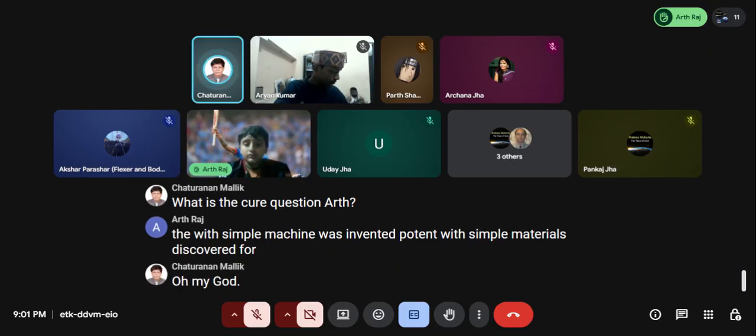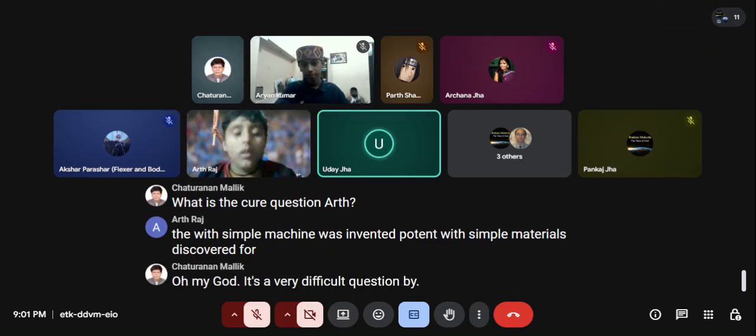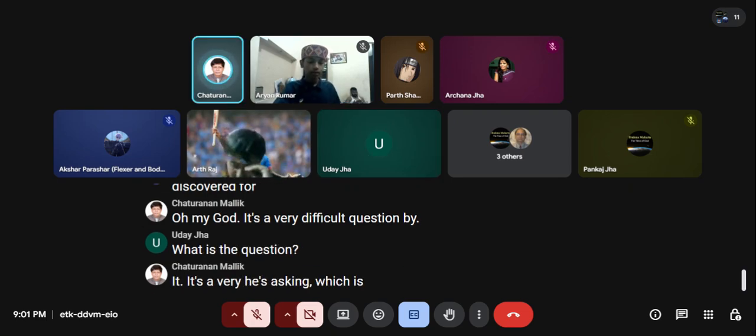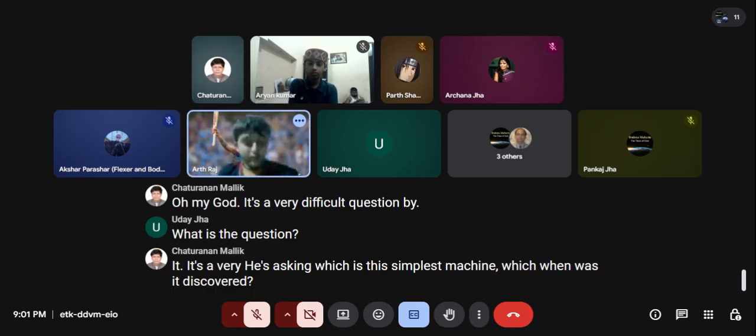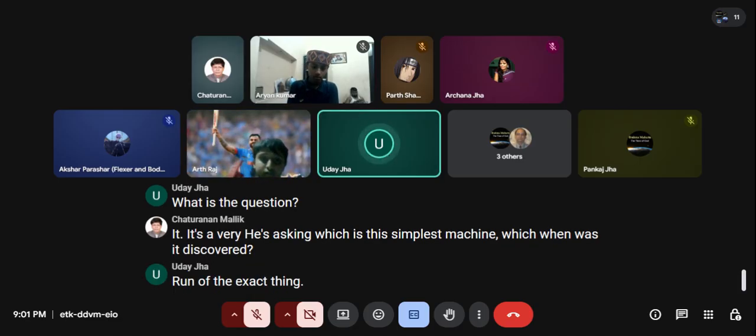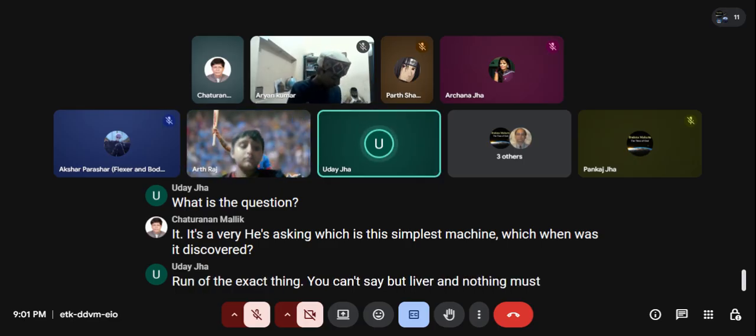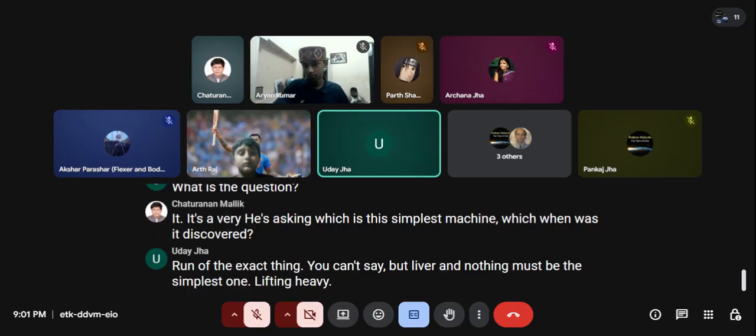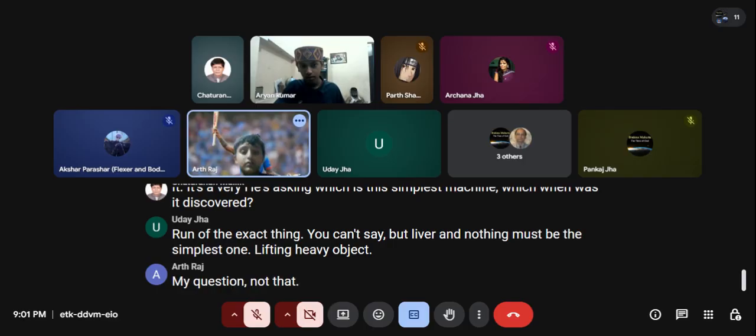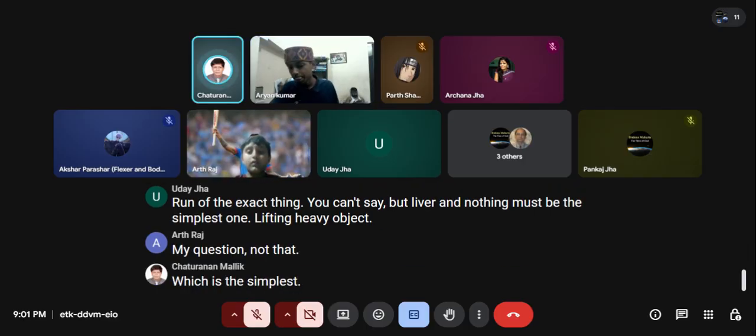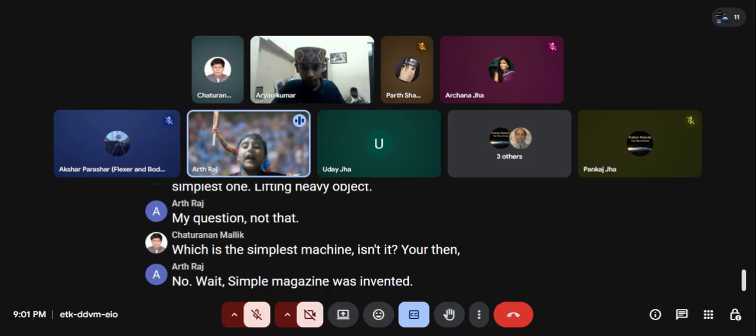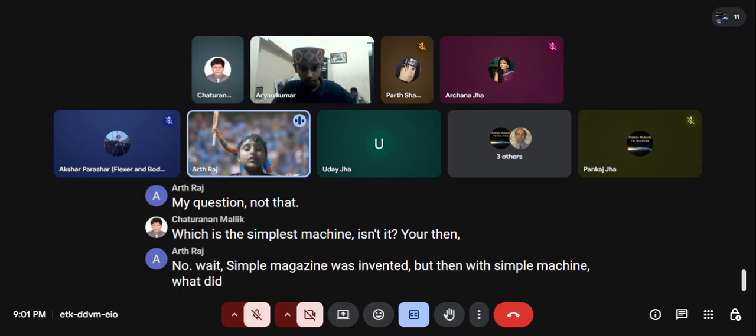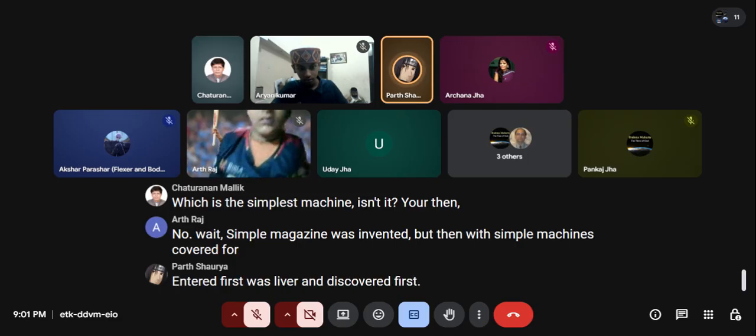Oh my God, it's a very difficult question, by the way. He's asking which is the simplest machine, and when was it discovered? I don't know, we can't say the exact thing, but lever must be the simplest one. Lifting heavy objects. No, sir, my question is not that. Which simple machine was invented first and which was discovered first? Invented first was lever and discovered first was wheel and axle.